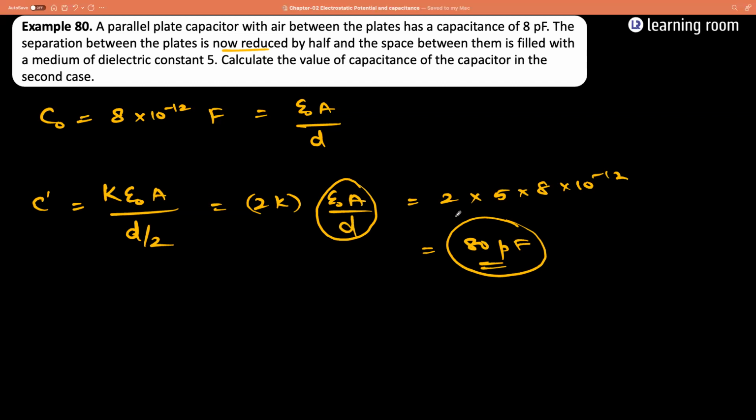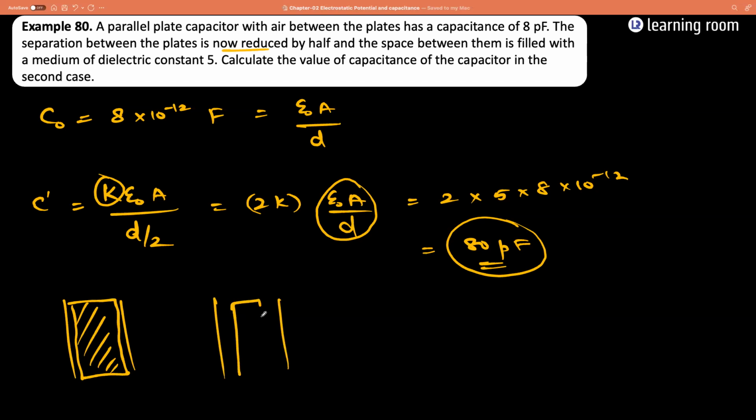Sir, tell me, when will we be using epsilon naught A by (D minus T plus T by kappa)? So in this problem, if the space between the plates is completely filled, C dash will be K times the initial value. Whereas if it is partially filled, and they give you the thickness of the dielectric slab, then you will use epsilon naught A divided by D minus T plus T by kappa. They should give you the thickness. Okay, sir. Got it?